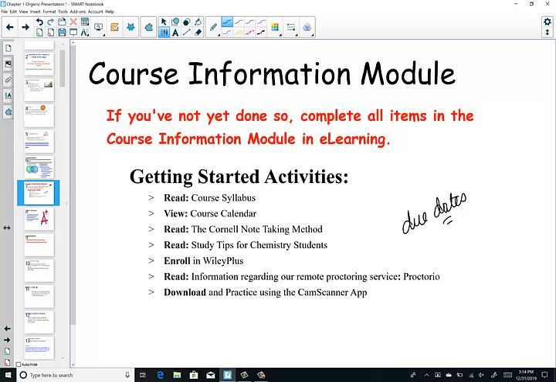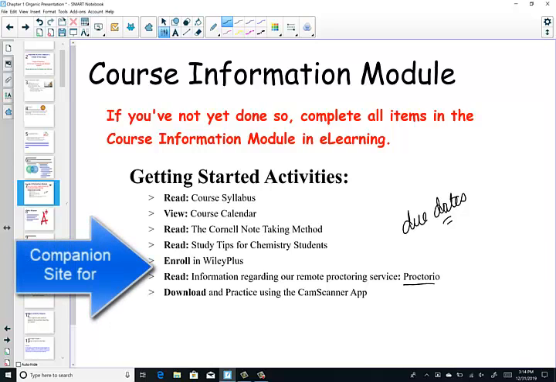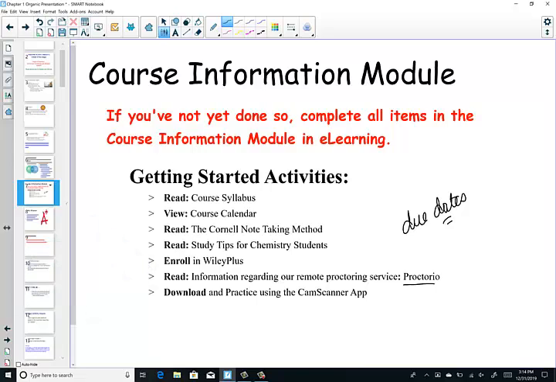You'll want to review the Cornell note-taking method, which is a requirement for submitting notes. You'll read those study tips for chemistry students. You need to enroll in your Wiley Plus homework assignment, our complimentary site. And then, of course, read through the information regarding our Proctorio, our remote proctoring service, and download and practice using that CamScanner app. Remember, if you have any questions, don't hesitate to send me an email. Give me a quick question and I'd be happy to help you with that.